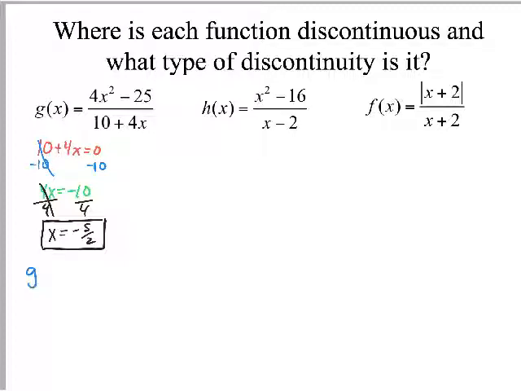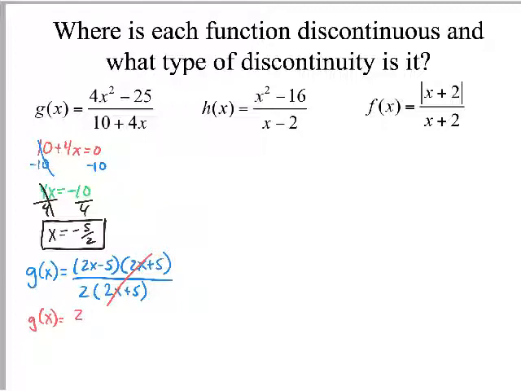So g of x is equal to, well, hopefully you see the top is a difference of squares. That'd be 2x minus 5, 2x plus 5. Hopefully you notice the difference of squares. And on the bottom, if I pull out a 2 GCF, aren't you left with 2x plus 5? Kind of did some factoring quickly there. And if I cancel that out, I now have g of x is equal to 2x minus 5 over 2.